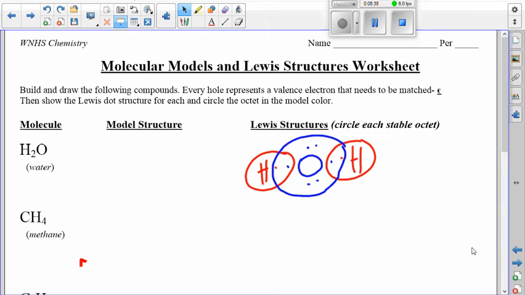So oxygen's red. And you'll notice oxygen only has 2 holes in it. Why is that? Why does oxygen only have 2 holes in it?